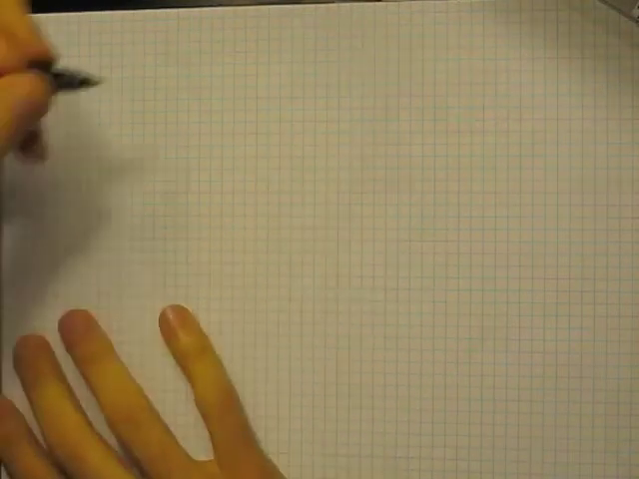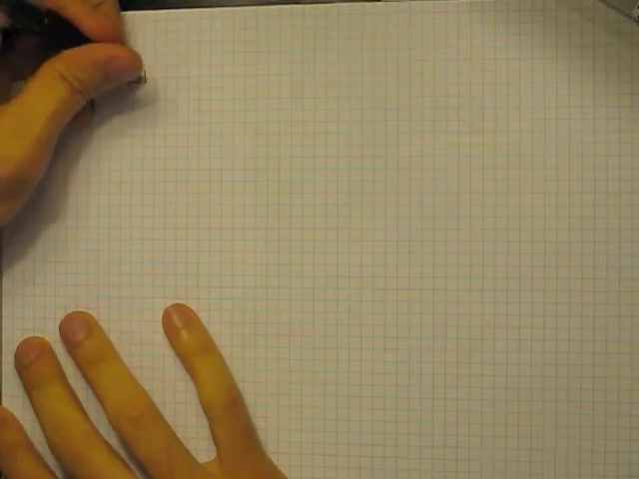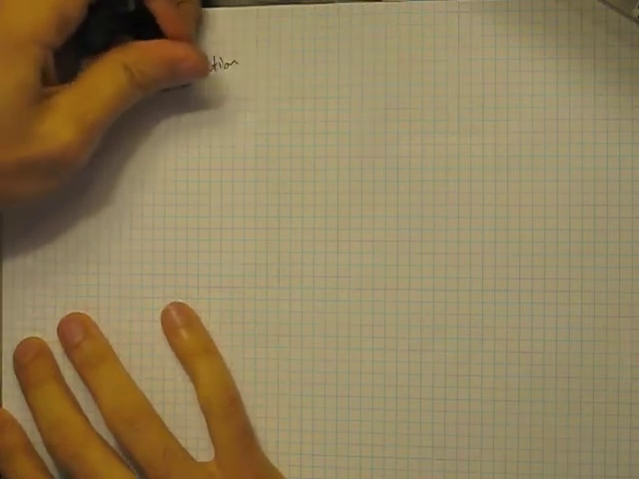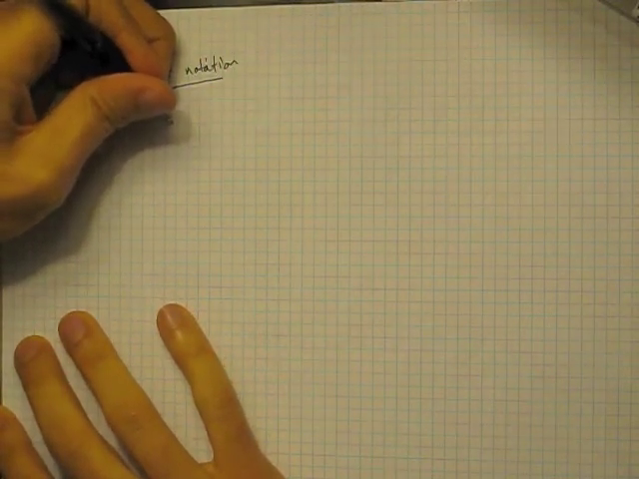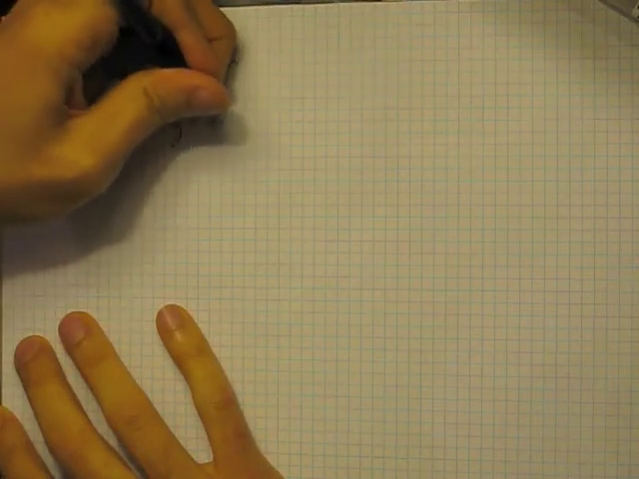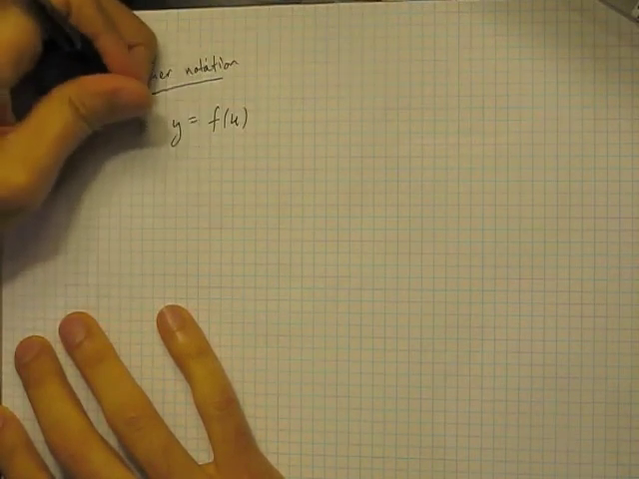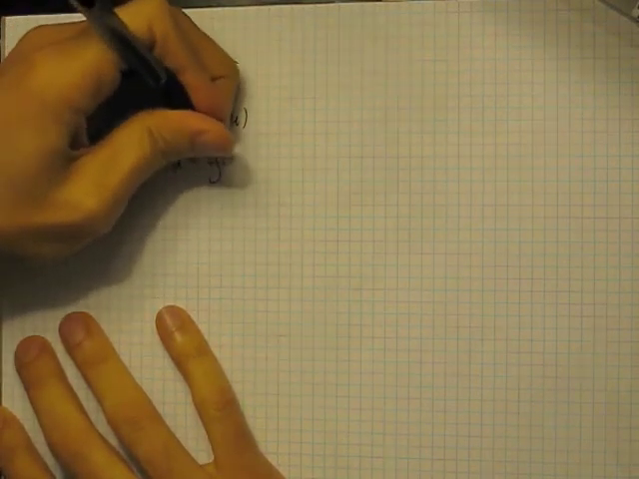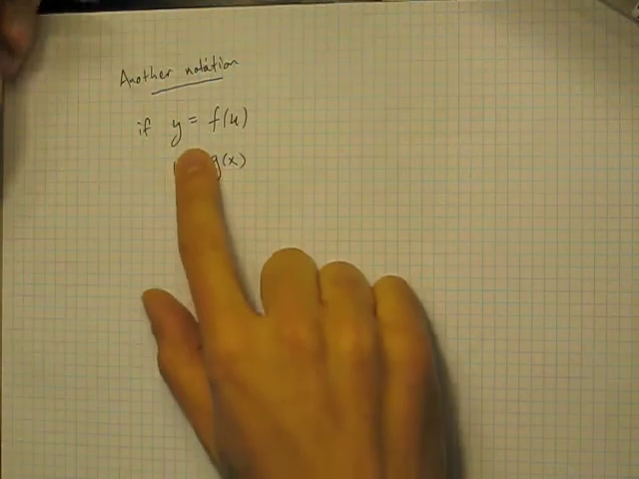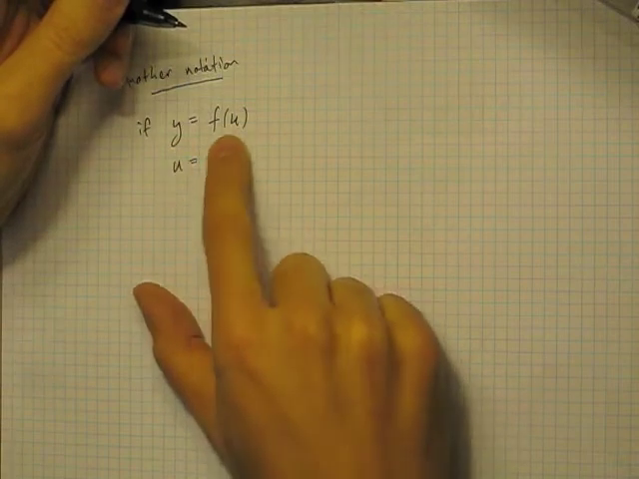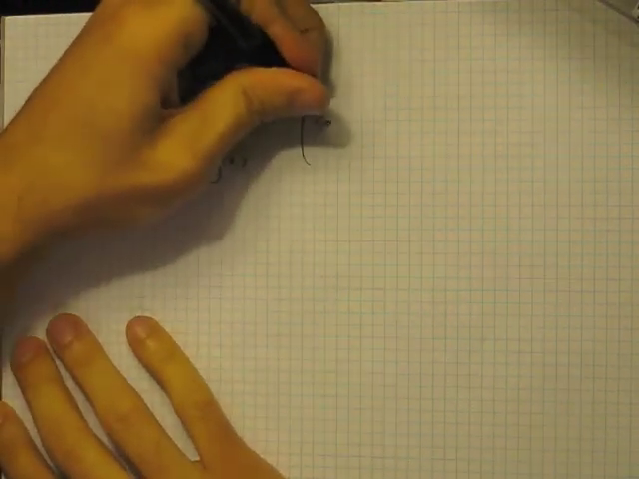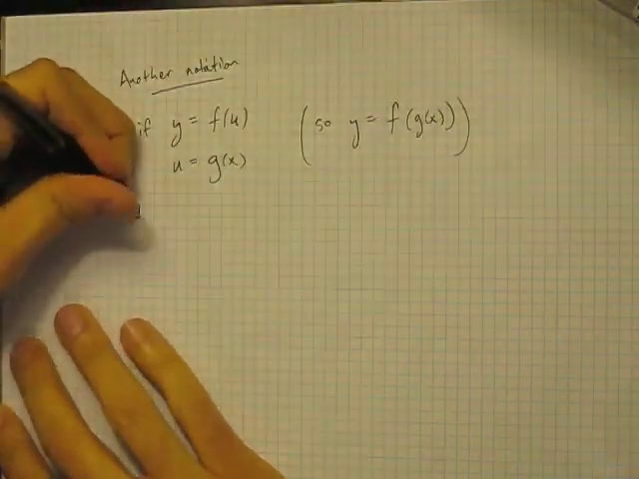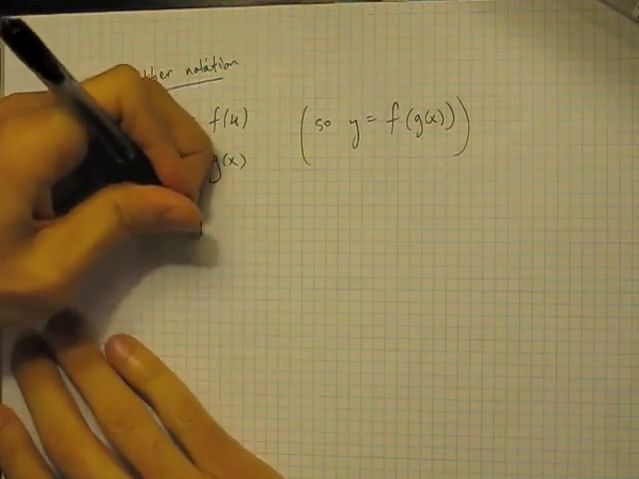You might see another notation in the book. And that is that if the function y is equal to f of u and u is equal to g of x, then this is the same thing as, so u is g of x, so y is f of g of x. Then we might write something like this.